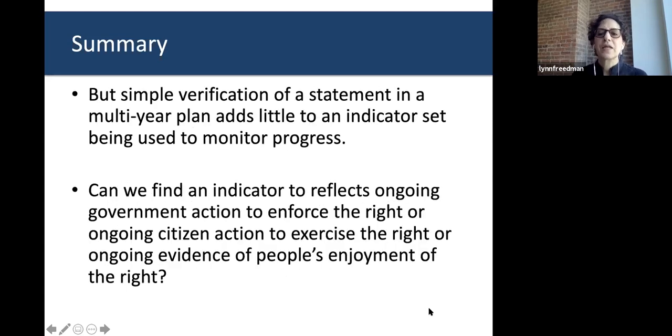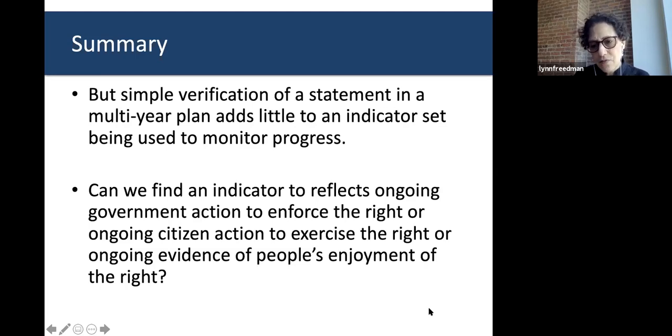Nevertheless, the simple verification of a statement of a right in a multi-year plan, I fear adds very little to the indicator set that's being used to monitor progress. So I would challenge us to reach back again and see if we can come up with some indicator that at least can reflect to some degree ongoing government action to create the conditions for the enforcement of the right, or ongoing citizen action to exercise the right, or even ongoing evidence of people's enjoyment of the right.